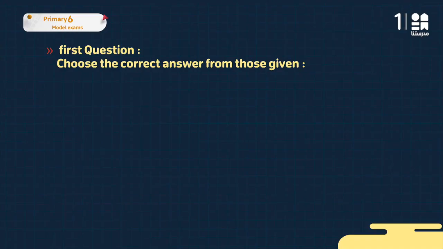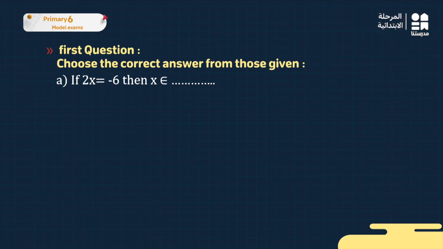Model 2. The first exercise in Model 2 tells me to choose the correct answer from those given. If 2x equals -6, then x belongs to what? First of all, I have to solve to find the value of x. So I have 2x equal -6.